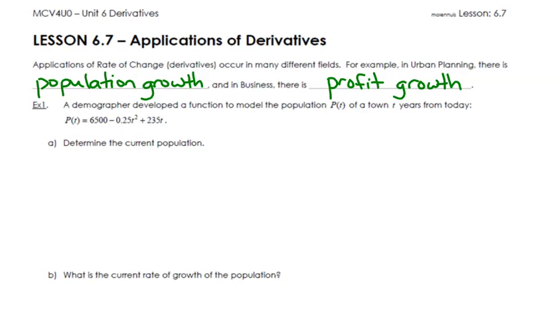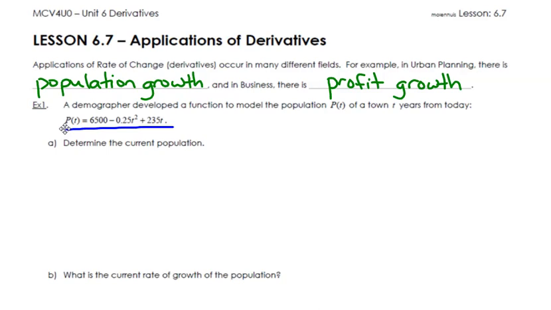Example number 1. A demographer, which is someone who studies demographics, like human populations and so on, developed a function to model the population P of a town T years from today. So T represents the number of years, P represents the population. They've given us the original function. Let's read the question and see if we understand what they're looking for.